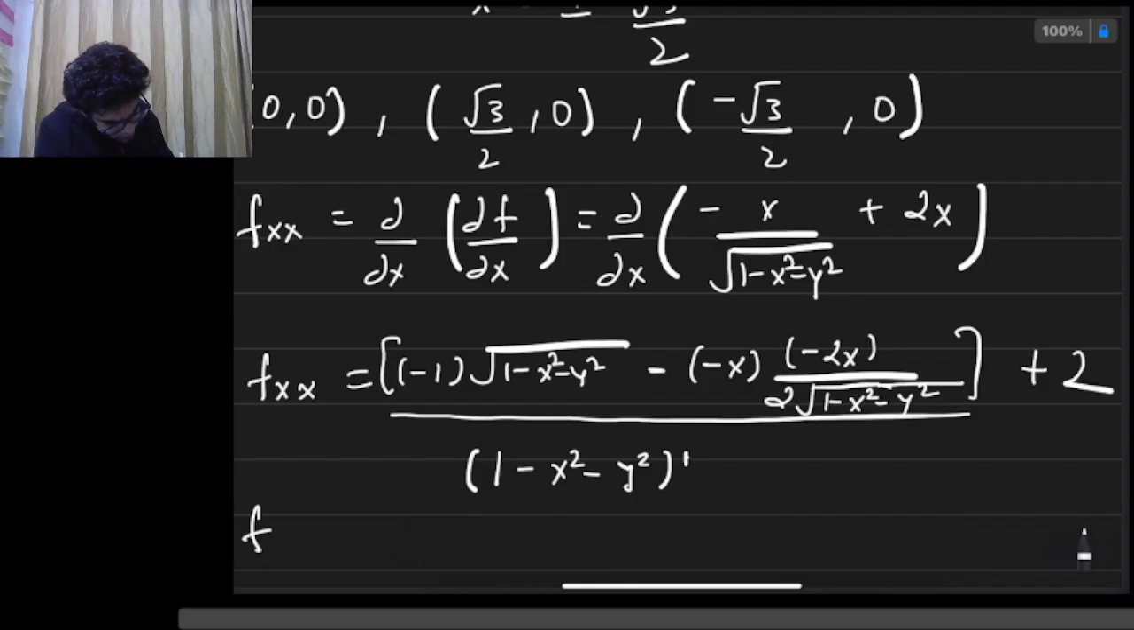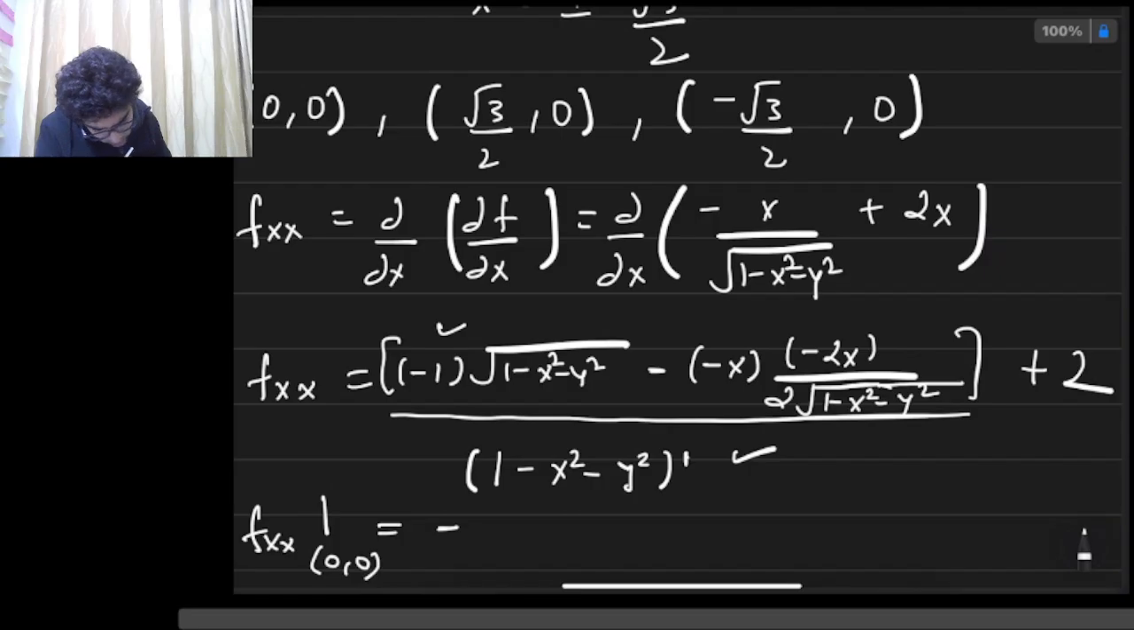So now if I evaluate fxx at 0, 0, so the first point is my 0, 0, and if I just put in 0, 0 in place of x and y, this expression will become -1, this expression will become -1, and this will become 1, and this will become 0, and this will become 2. So -1 plus 2, 1. So this is my a.